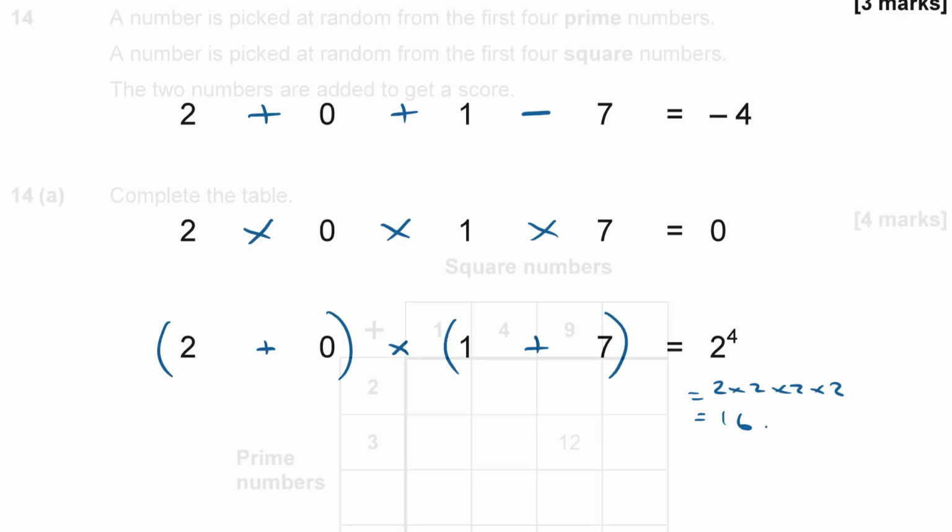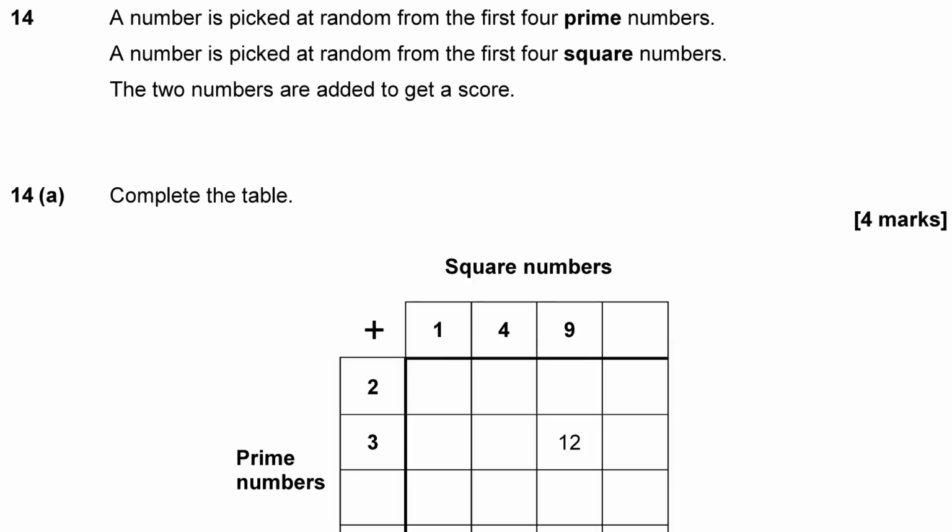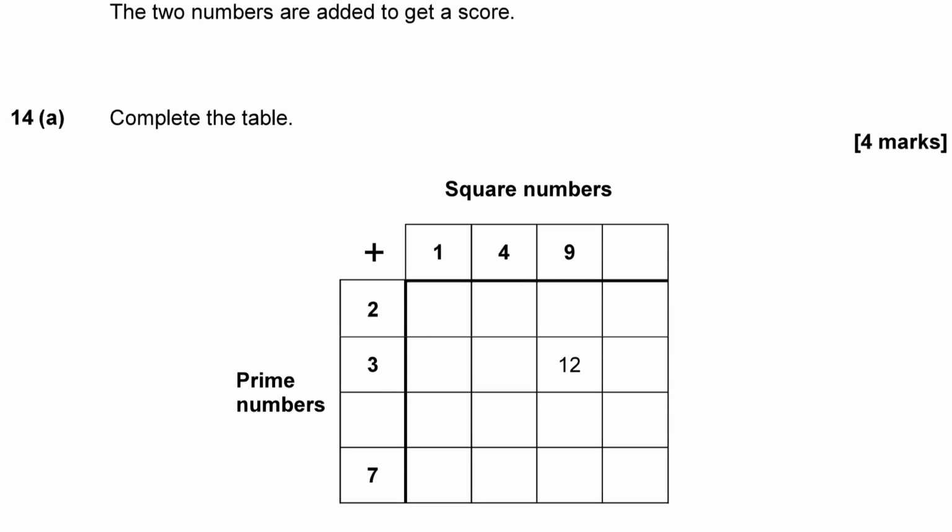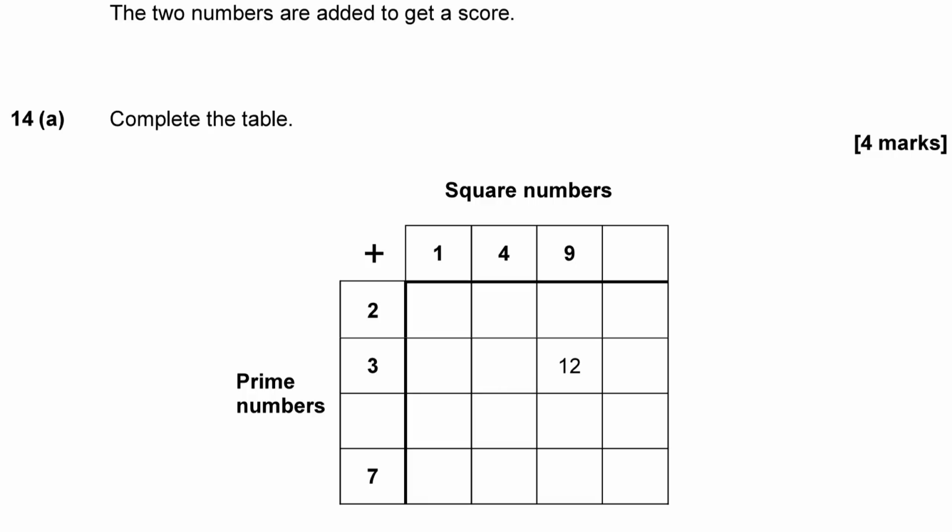Okay, done. Question 14. A number is picked at random from the first 4 prime numbers, and then a number is picked at random from the first 4 square numbers. The two numbers are added to get a score. Complete the table. Okay, so we've got a possibility space here.